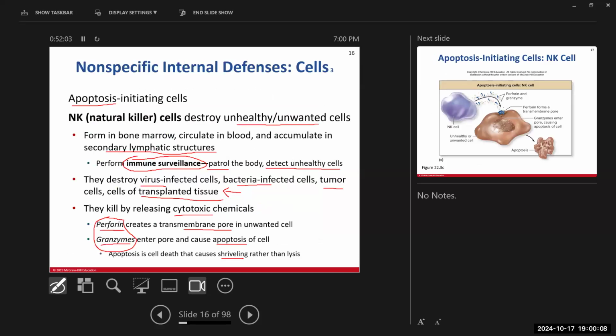I think that's pretty basic. And so we're going to talk more about some of the other cells later on. Questions so far? I feel like I'm going fast, but we're only 16 slides in, so I guess I'm going slow.